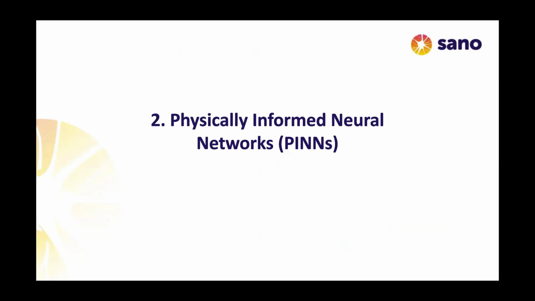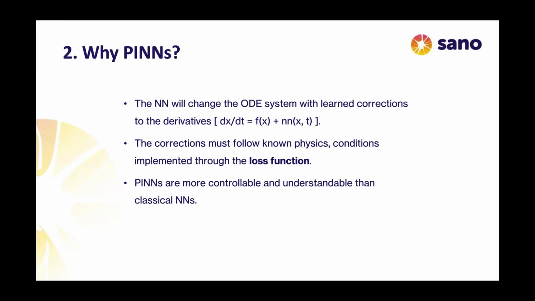Now, what exactly are physics-informed neural networks and what is different from classical neural networks? The key is in the loss function. The loss function includes a physical constraint that we know must be met, and that makes them more controllable and understandable, as well as easier to train, as we don't need so much data because we know that they must satisfy some conditions, and that makes it converge towards the solution faster.